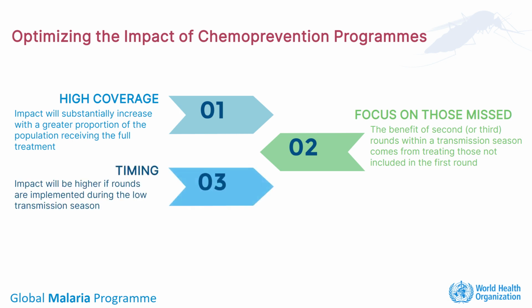The timing of the rounds of chemoprevention can also have an effect. Most mathematical models have found that implementing MDA during periods of low transmission, for example, in the dry season or just before the peak of transmission, will have a greater impact than conducting the rounds during the high transmission period. Timing is important for MDA and TDA, but not for RDA, because the timing of RDA is determined by the occurrence of a confirmed case.